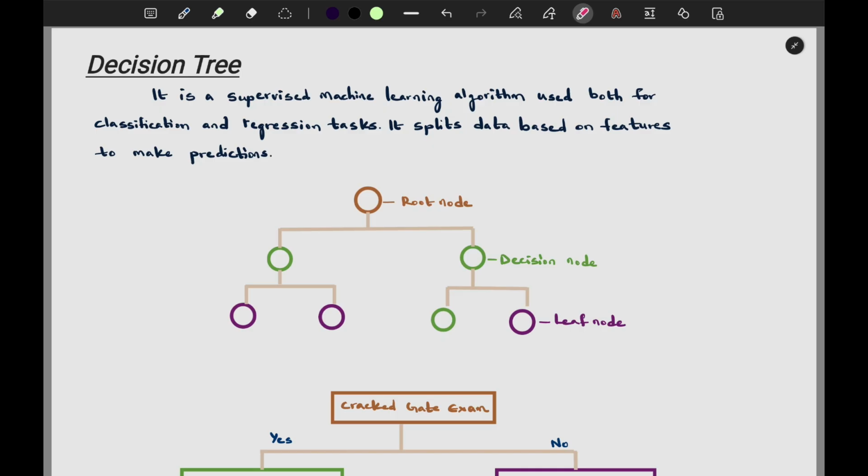Today we are diving into one of the most human-like algorithms in machine learning, which is nothing but the decision tree. It's an algorithm that thinks just like we do. It asks questions, and based on the answers it narrows down to a decision. If you have ever wondered how a decision tree decides what question to ask first, stick with me, you're going to love this video.